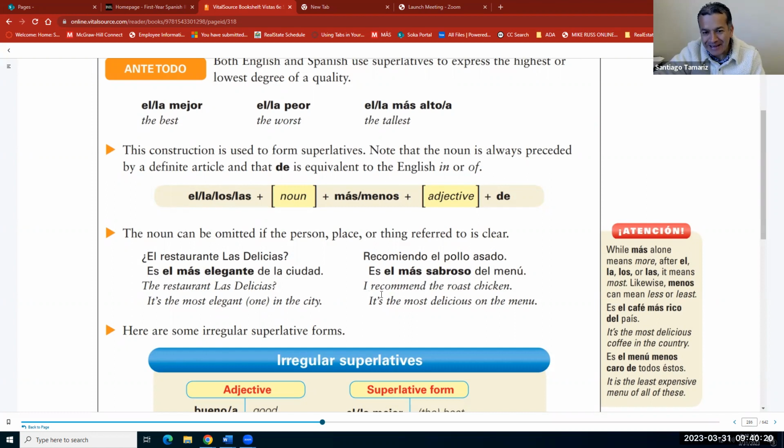Bien, él es el más sabroso. Here, we are not saying the noun because it is clear. Es el what?